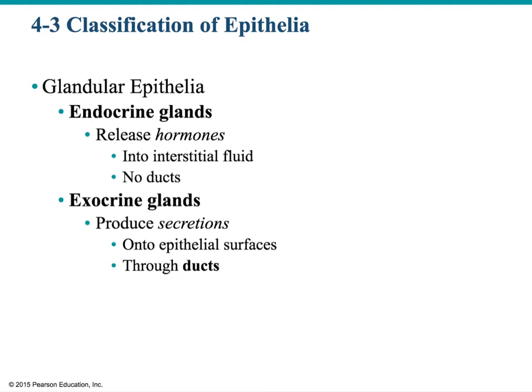Alright, as I go over this slide, I'll highlight what you need to write down. There's some extra information that we're not going to cover in this class, but this is your glandular epithelium. There are several different types of glands: endocrine glands and exocrine glands. Endocrine glands release hormones, whereas exocrine glands produce secretions.